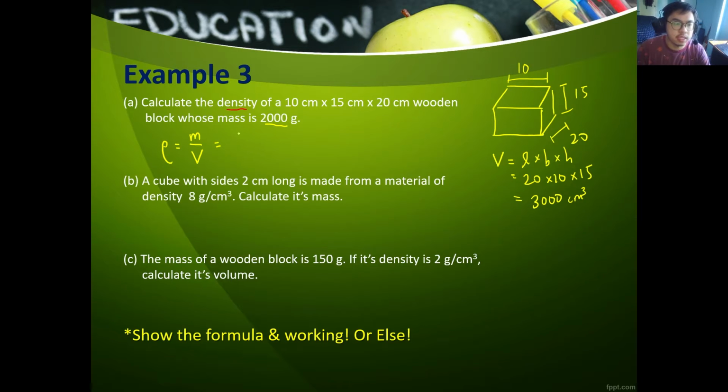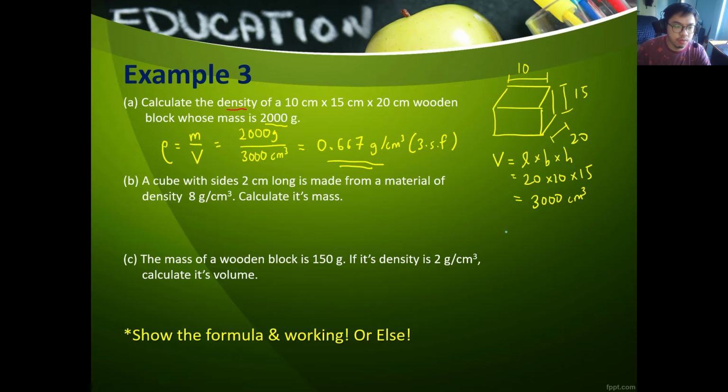So the mass is 2000 grams. Volume is 3000 centimeter cube, and you can do that calculation. The answer will be 0.667 grams per centimeter cube, and this is rounded off to 3 significant figures.